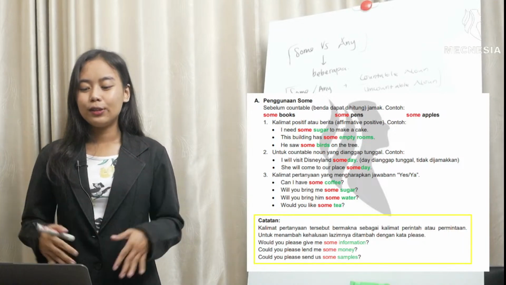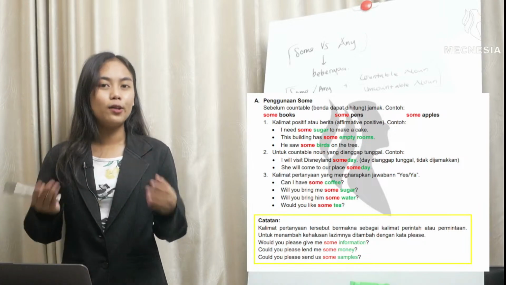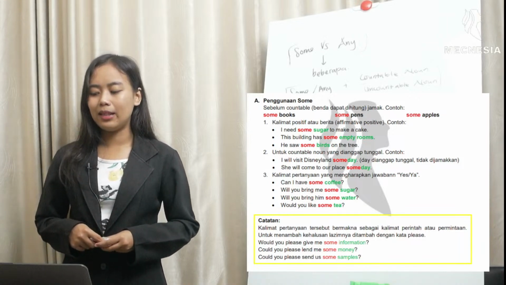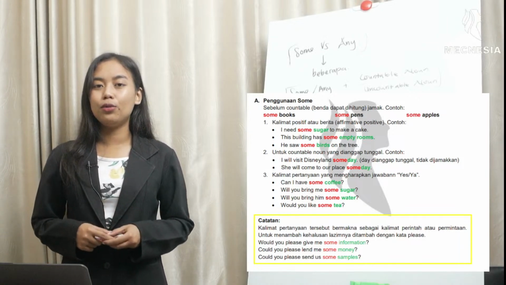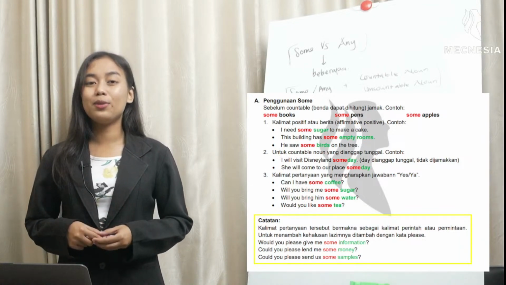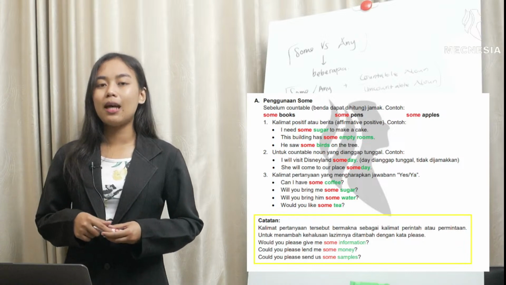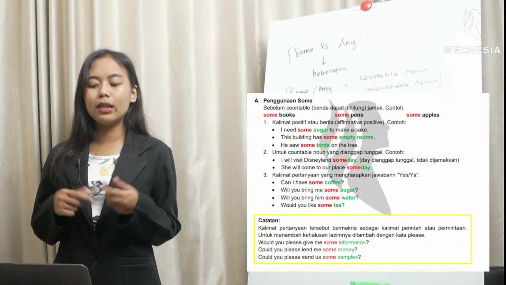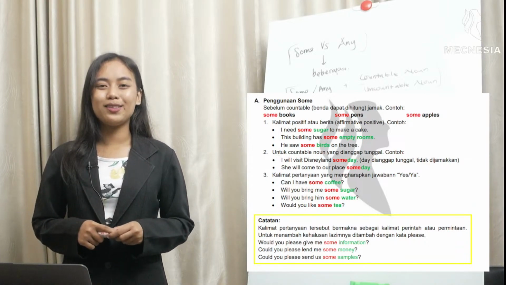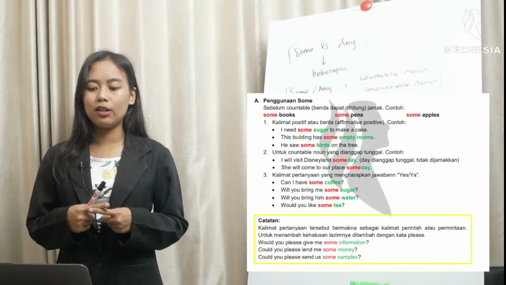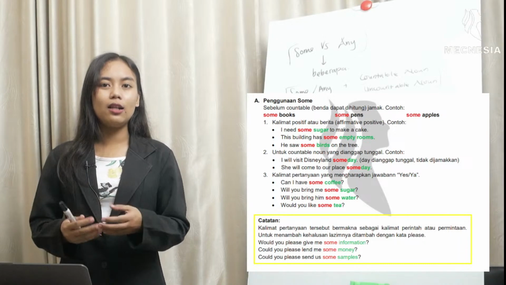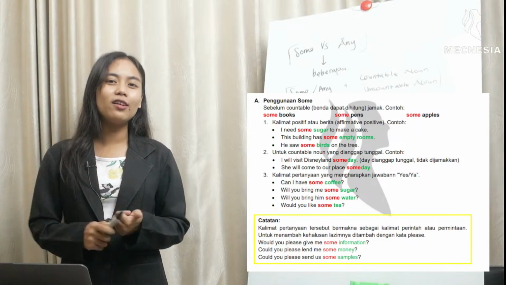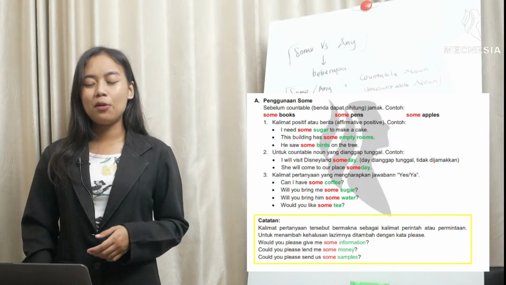Next, we have, could you please lend me some money? Bisakah kamu meminjamkanku beberapa uang? And next, we have, could you please send us some samples? Bisakah kamu mengirimkan kami beberapa samples? So, some hanya bisa digunakan dalam kalimat positif dan benda yang dianggap tunggal seperti someday dan juga interrogatif khusus yang jawabannya ya, seperti offer dan juga request.